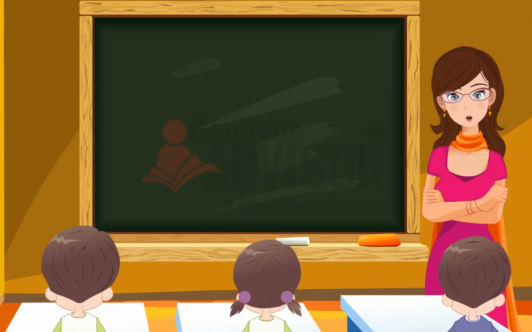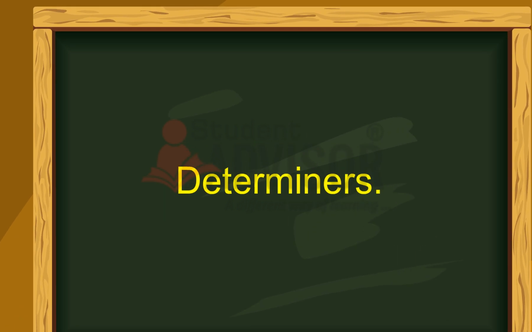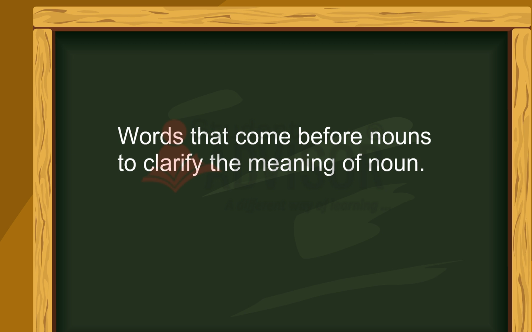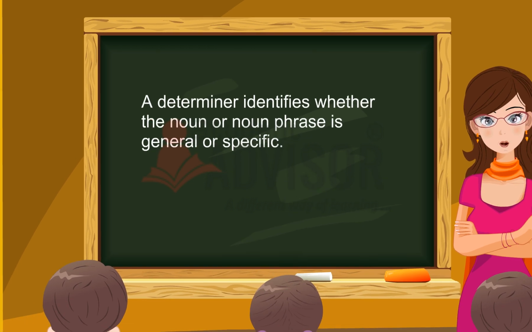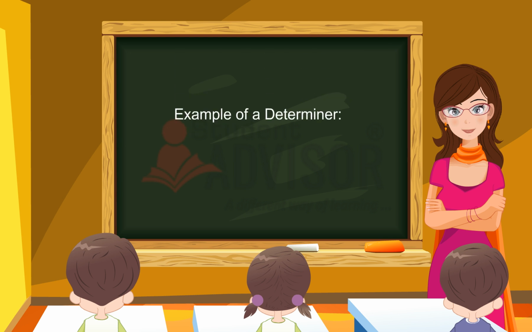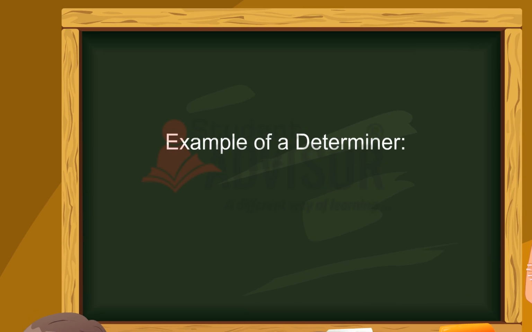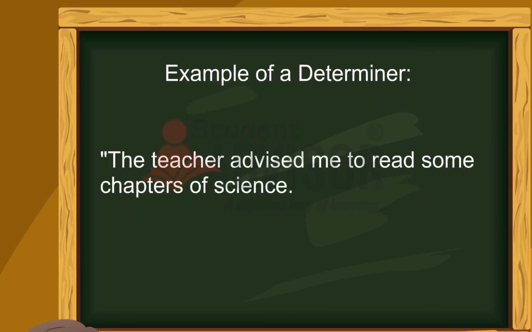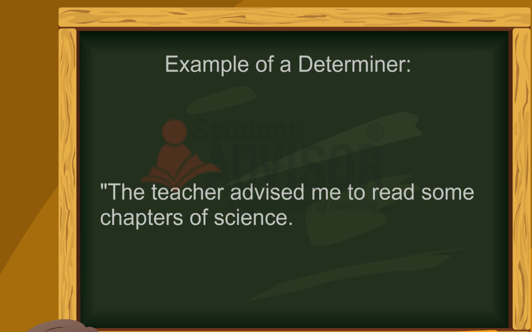Determiners. Hello students, I am going to teach you determiners, words that come before nouns to clarify the meaning of the noun. A determiner identifies whether the noun or noun phrase is general or specific. Example of a determiner: The teacher advised me to read some chapters of science.